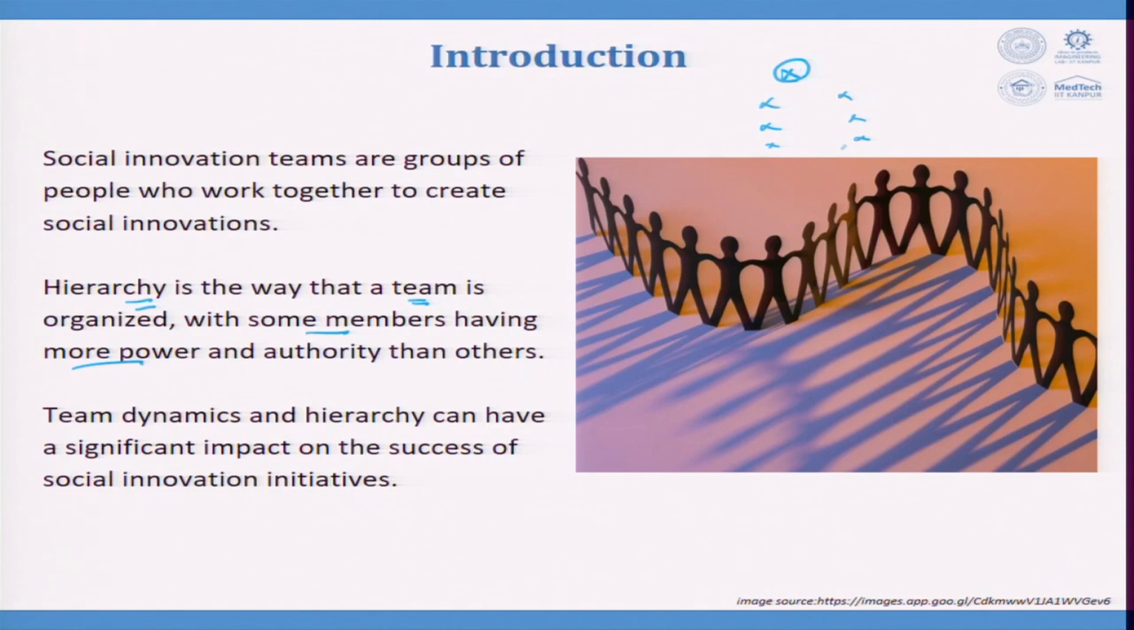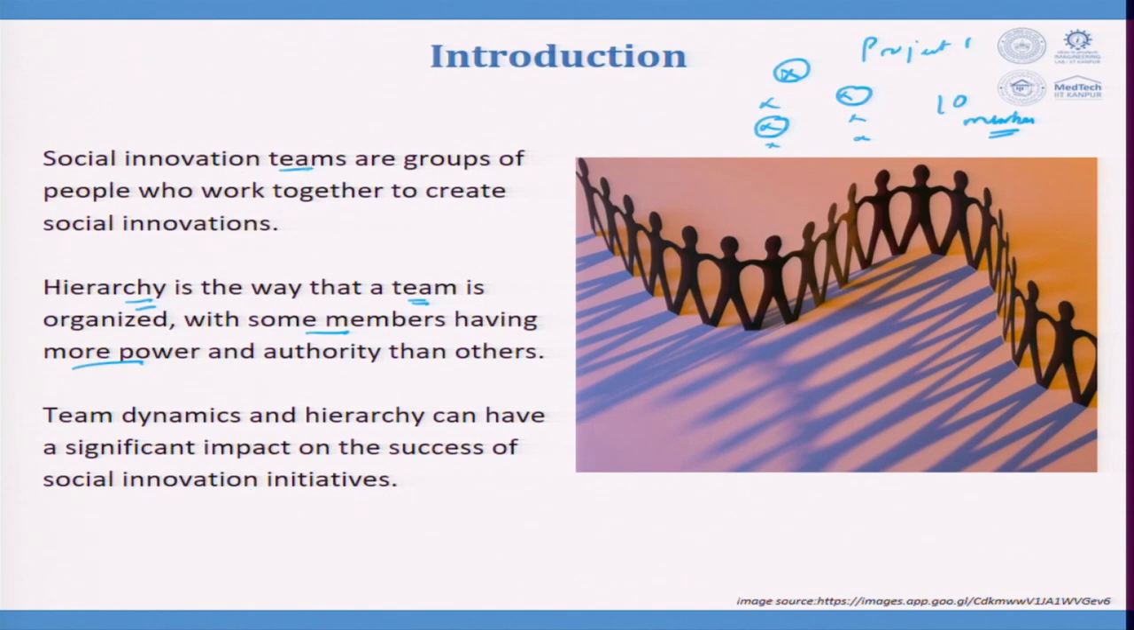Now, if you make it a project-based team, for example, for project 1, he becomes the team leader, for project 2, he becomes the team leader, for project 3, she becomes the team leader. So, the team will have 10 members, and one among them will always become a leader who will have more power and authority. Team dynamics and hierarchy can have a significant impact on the success of social innovation initiatives.